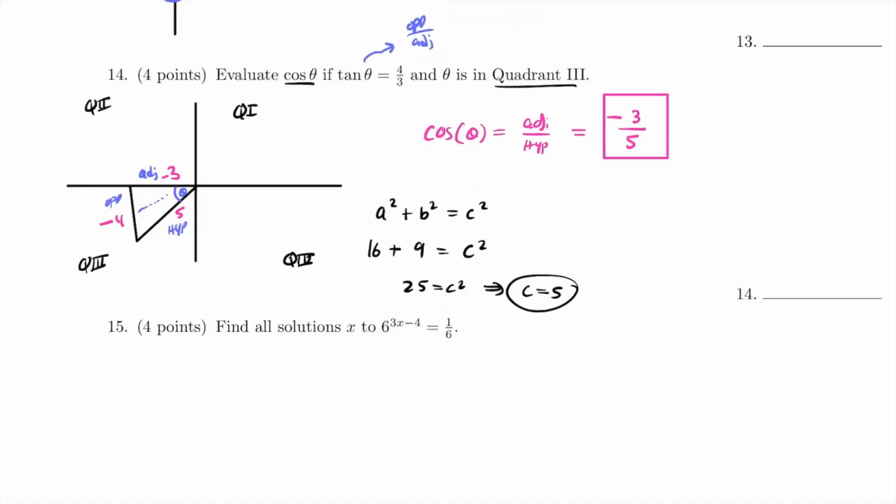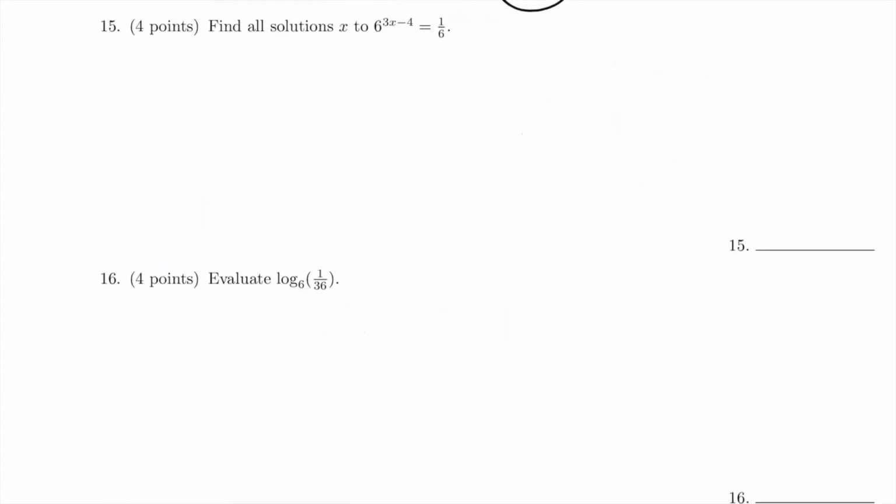For 15, we're going to solve this equation. We have an exponential equation, so I want to write both sides using the same base. All I have to do is rewrite this in exponential form. On the left side, I have 6 to the power of 3x minus 4. 1 over 6 can be written as 6 to the power of negative 1.